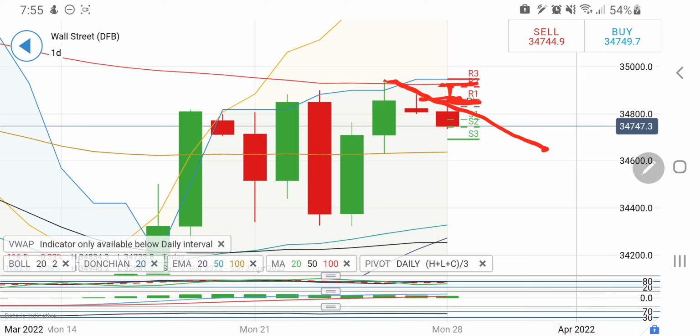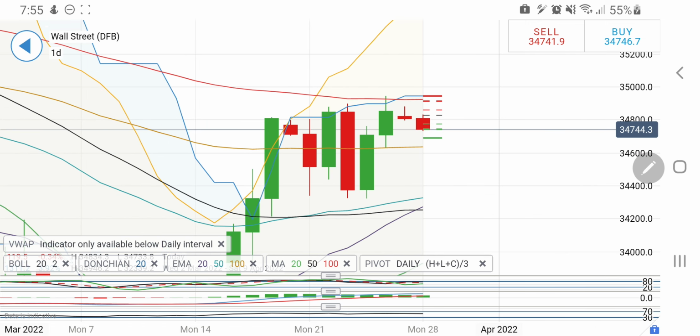So if it breaks 34,850, one can expect a little rise towards 34,900 and 34,950, and beyond that it will try to hit 35,000. So a possible strike of 35,000 one can expect if it trades above 34,850 levels. Till the time it trades below 34,850, my expectation is that it may try to come back towards the 34,500 zone at any point of time today, and then 34,400 any point of time today.